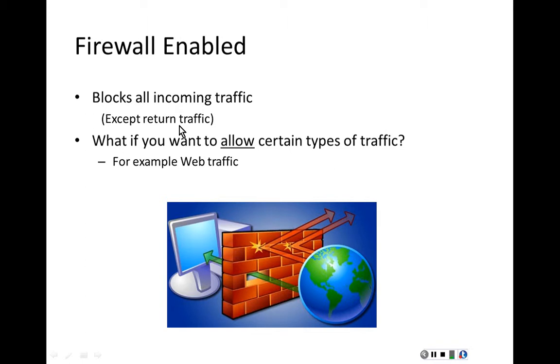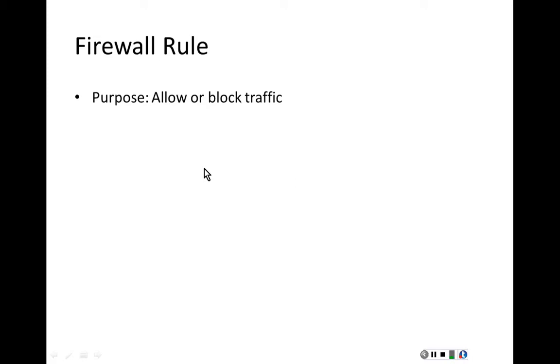This leads to the question, what if you do want to allow certain types of traffic to come into your network, particularly web traffic? Most organizations have web pages internal to their organizations, so they would like to block all incoming traffic except web traffic. So to allow web traffic, we create a firewall rule.